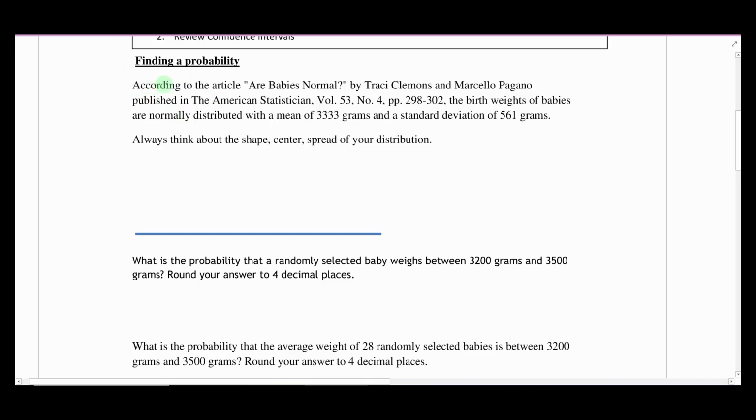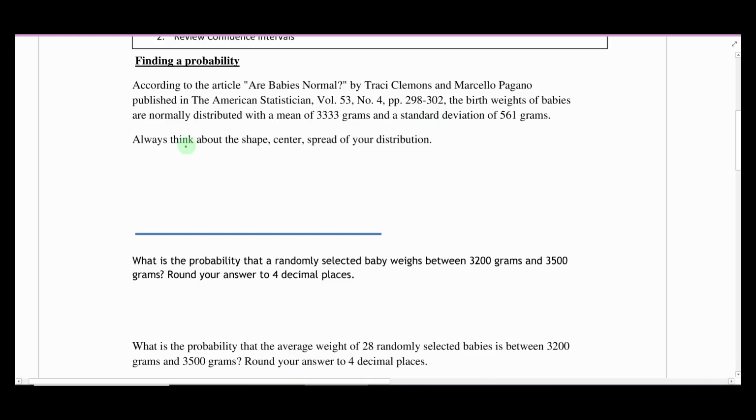According to an article, Our Baby's Normal by Tracy Clemens and Marcela Pagano, published in the American Statistician, the birth weights of babies are normally distributed with a mean of 3,333 grams and a standard deviation of 561 grams. So they are telling you about your distribution for the population of babies. For all babies, the mean weight is 3,333 grams. And the standard deviation tells us how spread out the data is.